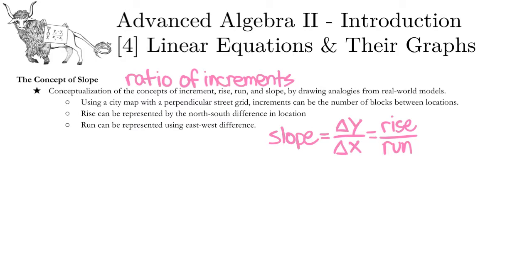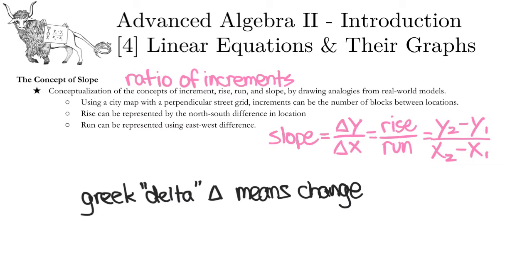One of them is delta y, which is equal to y2 minus y1, or the difference of two y values. The other one is delta x, which equals x2 minus x1, or the difference in two x values. In math, the Greek symbol delta means change. And when we're talking about lines, delta y is the change in the y value, or the rise. And delta x is the change in the x values, which we call run. And again, slope is just a ratio. It's the ratio of the increments, delta y over delta x, or the ratio of rise over run.